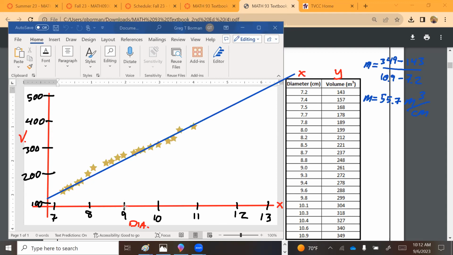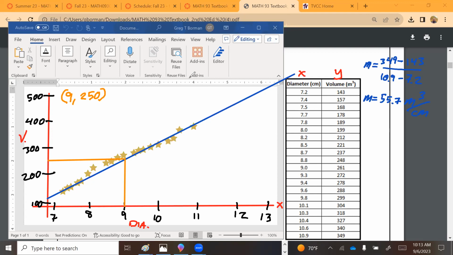For my trend line, when the diameter is 9 centimeters, I'm going to go straight up, and then go exactly straight over, nice and horizontal. What is my volume? Well, it looks like it's about 250. So when we have a 9 centimeter diameter, we have 250 cubic meters of volume.